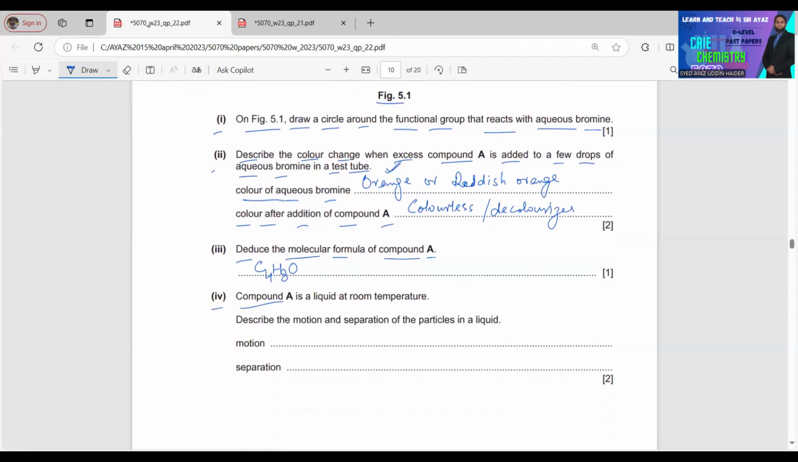Number 4, compound A is a liquid at room temperature. Describe the motion and separation of the particles in liquid. So we are talking about the motion and separation of particles in a liquid state. So it must be sliding over each other. You can even write changing places. What about the separation? They are close together. They are not tightly packed. They are just close together.